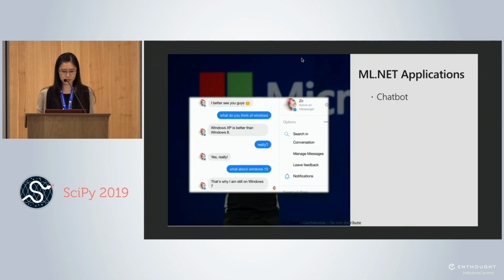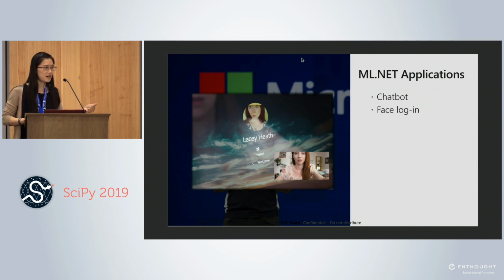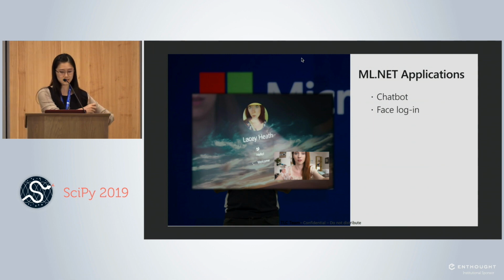ML.NET has been utilized within Microsoft by many applications like the chatbot and also face logging. I don't know if any of you use Windows, but when you open your Windows and switch it on, if you have a camera, it will detect your face, this facial recognition. ML.NET is not utilized in the image processing part, but it is utilized to determine whether it is a real person standing in front of the camera versus another bad guy holding your picture in front of the camera. So ML.NET is utilized as a classifier to detect whether this is a real face or not.